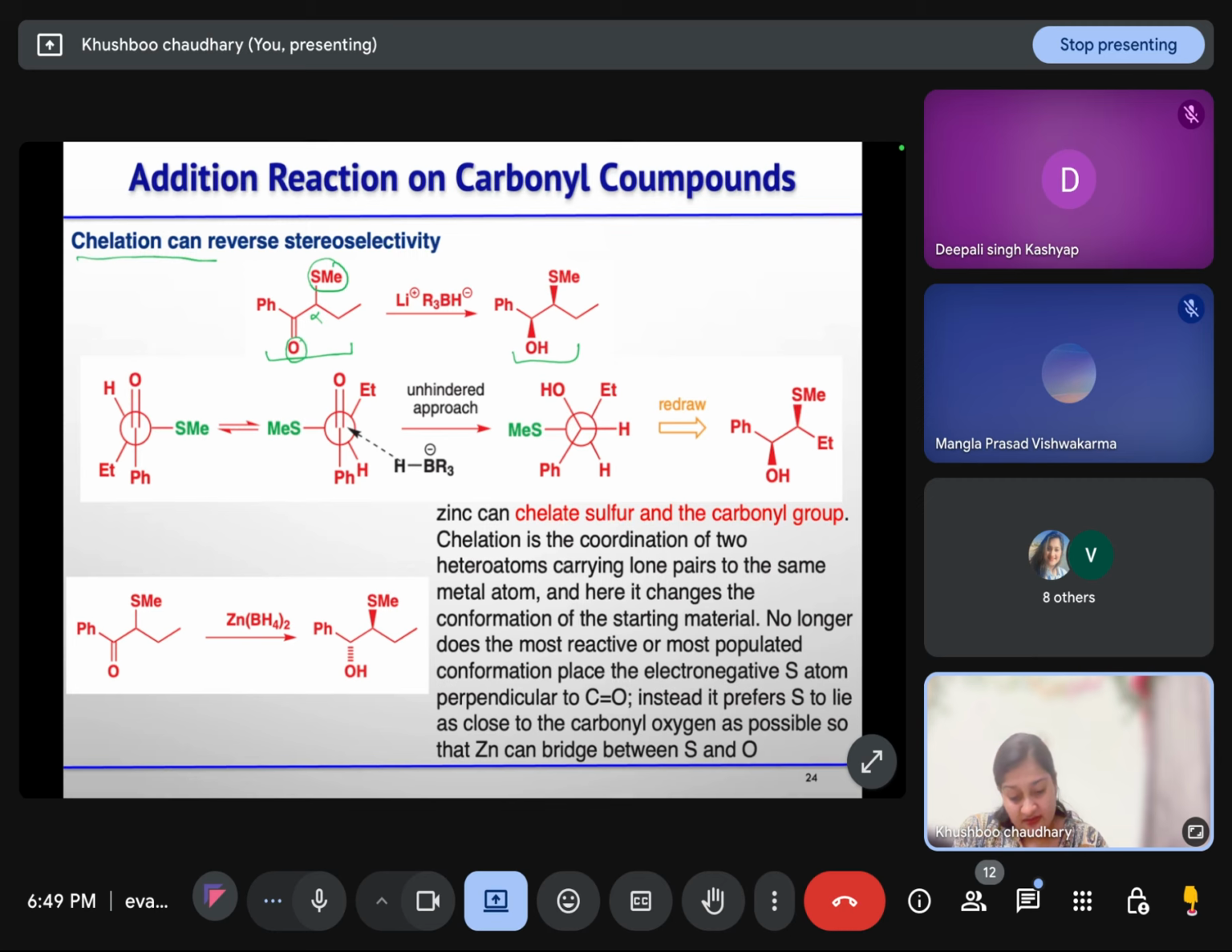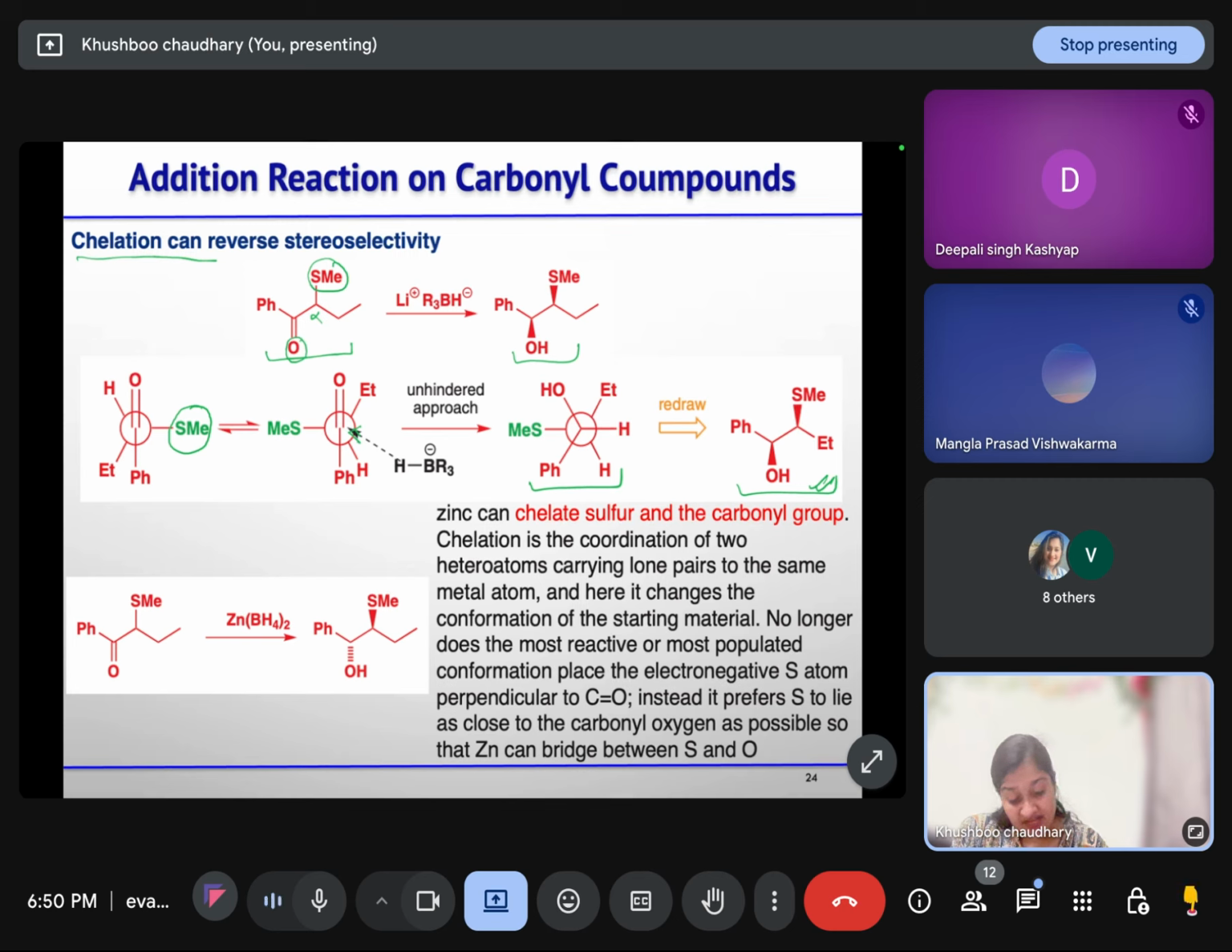Now, according to the Felkin-Anh model, we should keep the bulky S-methyl group perpendicular to the carbonyl center, and then your hydride will attack from the side of hydrogen, that is the least bulky group. So you will get this product, and this will be the product.